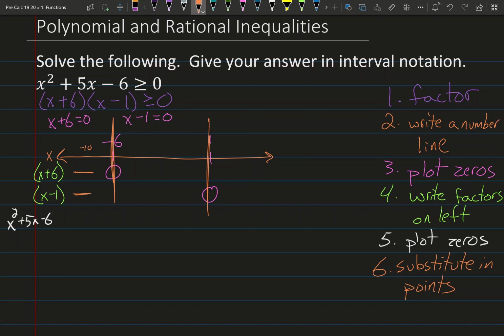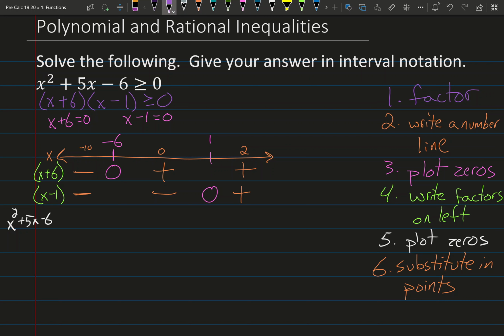So let's pick a number that's between negative 6 and 1. Anytime that we have something like this, I like to use 0 just because it makes life a little smoother for completing these rows. So 0 plus 6 is positive. Again, we only need to write the sign. 0 minus 1 is negative, and we write a negative sign there. We do something again on this interval. Let's say 2, because 2 is greater than 1. 2 plus 6 is positive. 2 minus 1 is also positive.